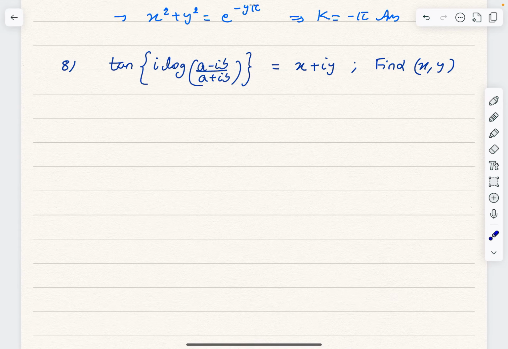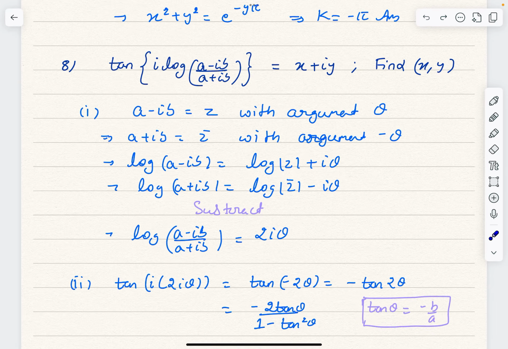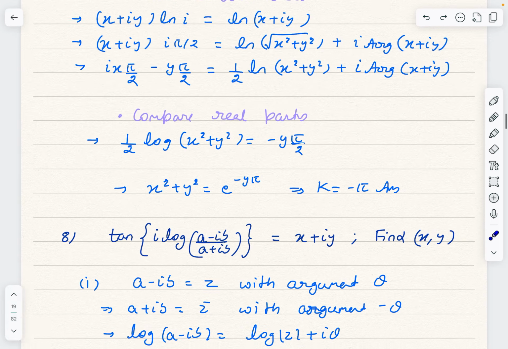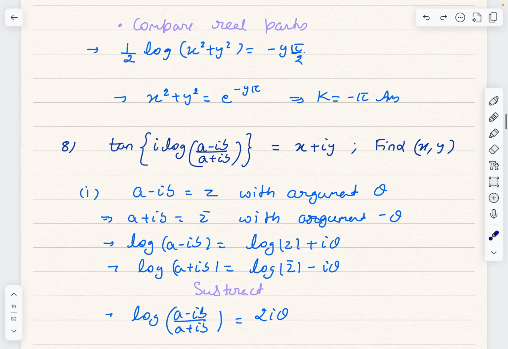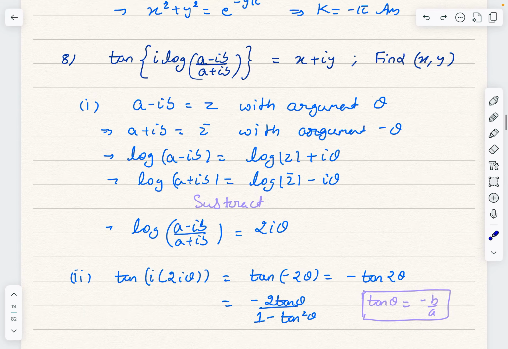Tan of, now this is a normal bracket, not any fractional part or anything. It's a normal bracket, guys. Tan of iota log of a minus iota b by a plus iota b is x plus iota y. Find x comma y. So again, pause and give it a try. Let's start discussion now. See, take a minus iota b to be z with the argument theta.